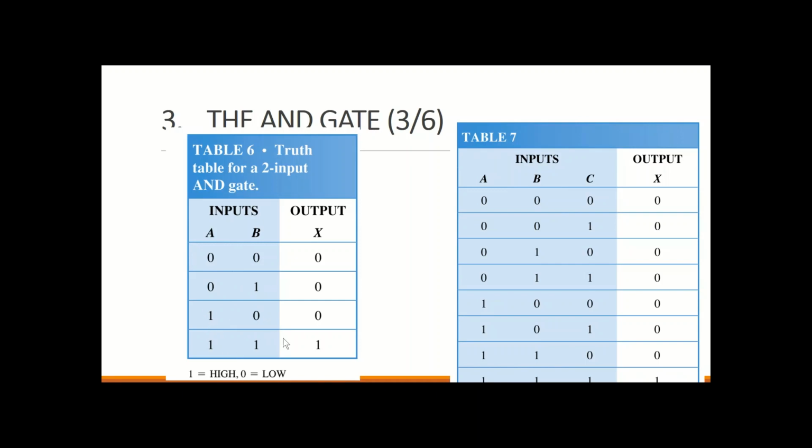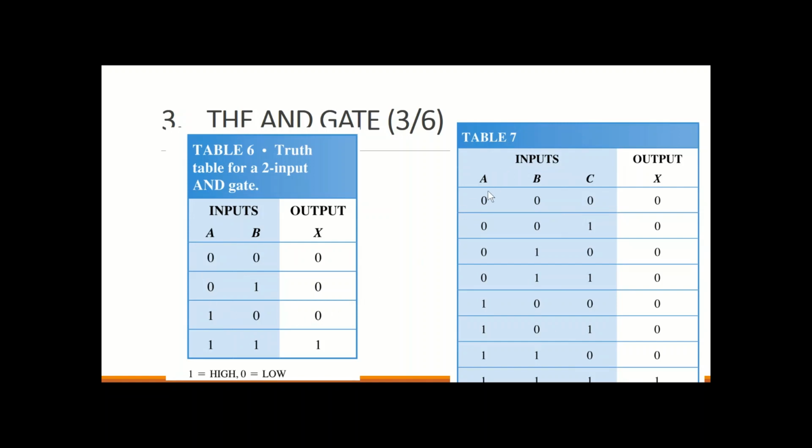All possibilities are covered. Now for the AND gate, what happens? If you have any 0 in the input, then the output is 0. Otherwise, it is 1. If all of them are high, the output is high. Otherwise, it is always 0.